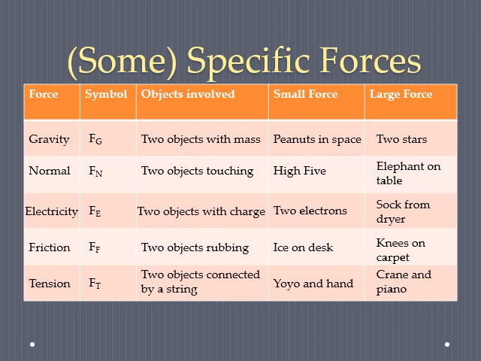The fourth force is friction, which is F sub F, and anytime you have two objects rubbing, we've got friction. That's not a huge one in this class, but you should be familiar with it. And likewise, tension, which is F sub T, happens anytime you have two objects connected with a string. Again, that's much more important in AP Physics 1, but you should at least be aware that when you've got a string, typically I would label it F sub T just to be clear that we're talking about tension.